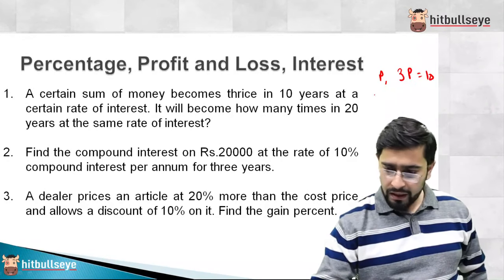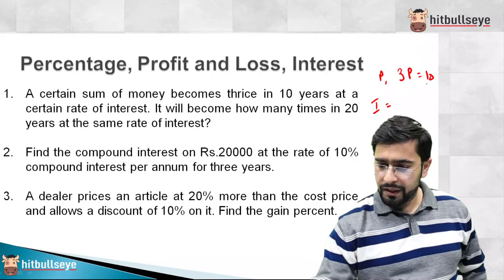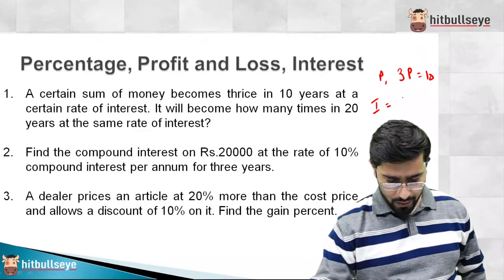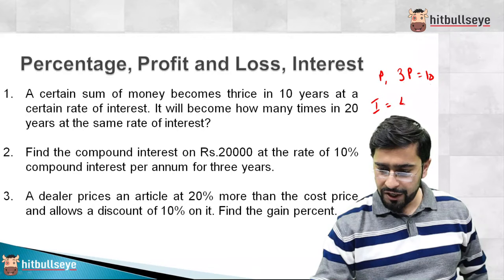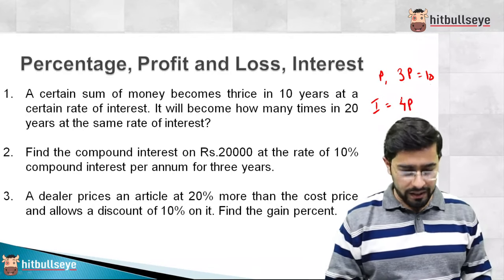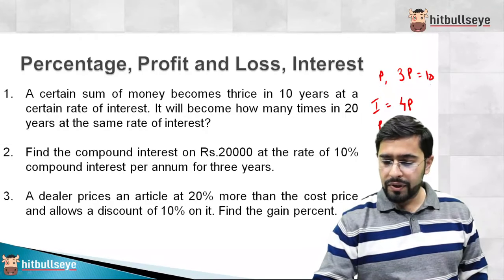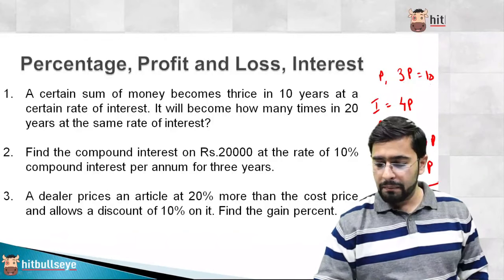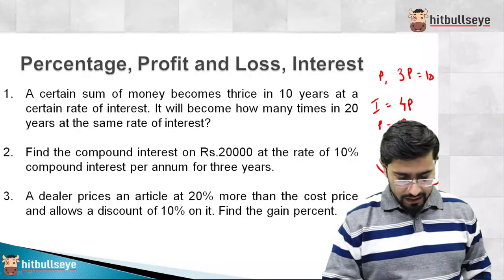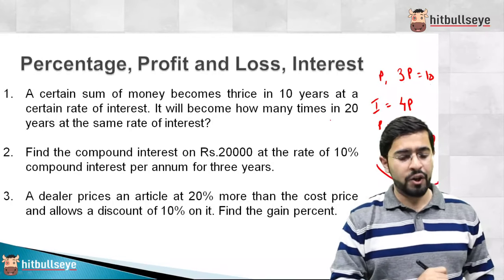So the interest comes out to be 3P into 10 into 20%. So the interest comes out to be 4P. It will become how many times in 20 years at the same interest? So this is the interest, principal is P, the amount is 4P plus P, it comes out to be 5P, meaning that the sum becomes 5 times in 20 years.